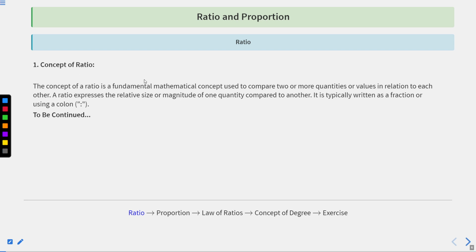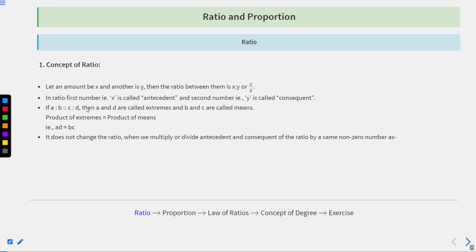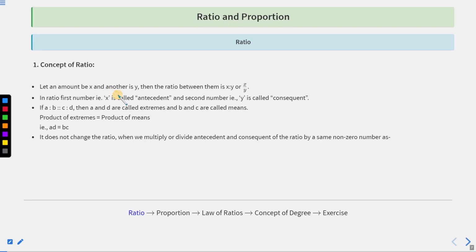The concept of ratio is a fundamental mathematical concept used to compare two or more quantities or values in relation to each other. A ratio expresses the relative size or magnitude of one quantity compared to another. It is typically written as fractions or using colon. Let an amount be x and another is y. Then the ratio between them is x is to y or x upon y. In the ratio, first number, that is x, is called antecedent, and the second number y is called consequent.